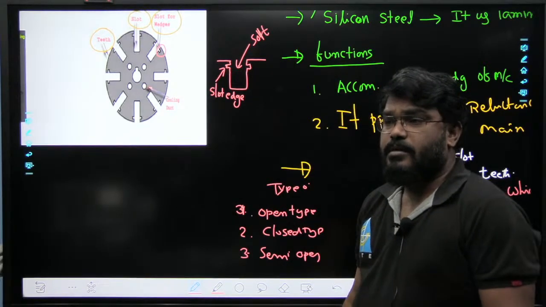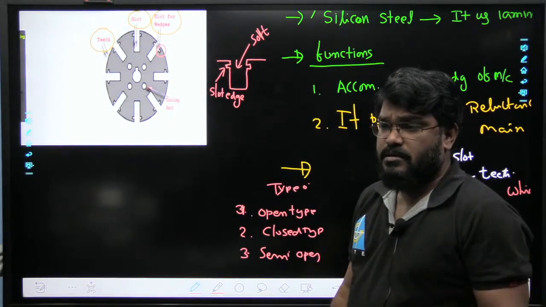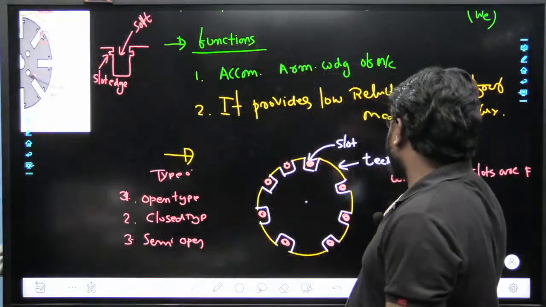So these are all one mark questions. So which type of slots are prepared in the DC machine? Tell me.